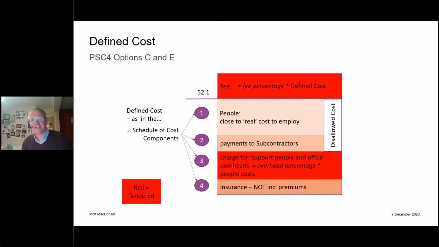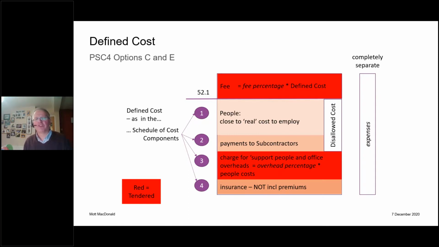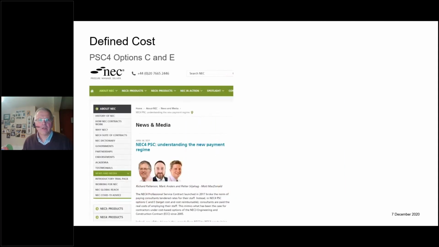Fee is fee percentage times the defined cost, which is the sum of 1 plus 2 plus 3 plus 4. And separately, totally separate to all this, if the client has allowed any expenses, those expenses get paid as a straight pass-through, not subject to the fee percentage. A lot of detail on that slide. I'm hoping or expecting there might be some questions, but I'm going to carry on.